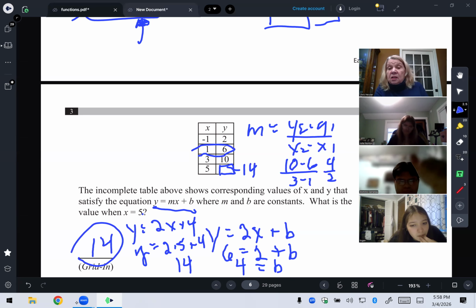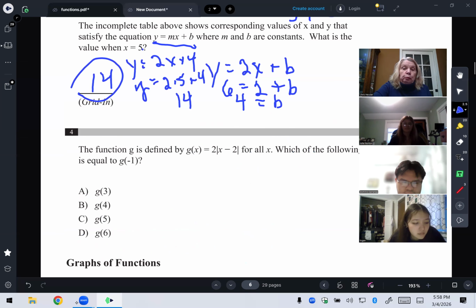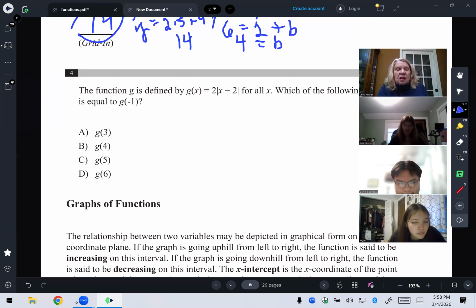So that makes sense? Good, Dominic. That was a good workout with slope. Logan, you're good? Yes. Okay, let's go on to the next one. This is a little tricky. I try to give you every possible thing you might see on test day.